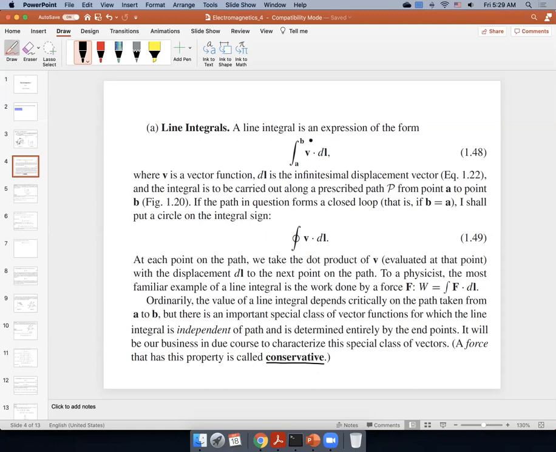So a line integral could be written in this form, but in some cases, if the path in question forms a closed loop, or B equals A, or the ending point is your starting point, then we put a circle on the integral sign, which is shown here.